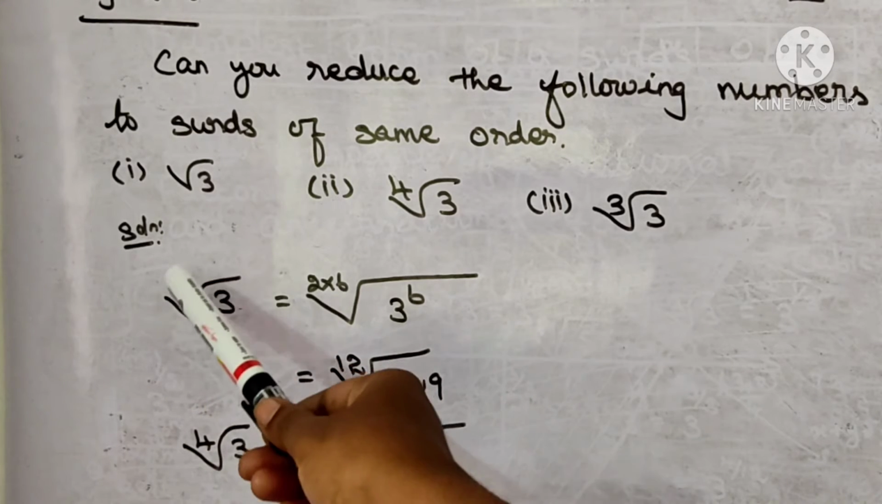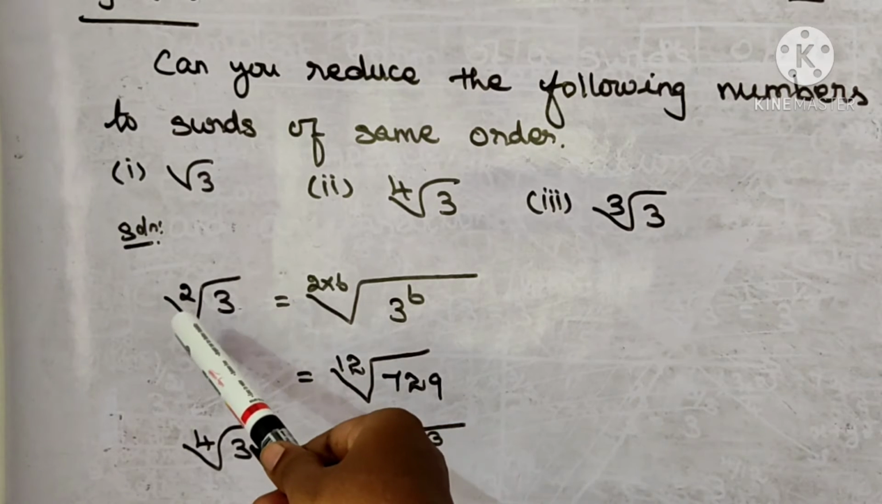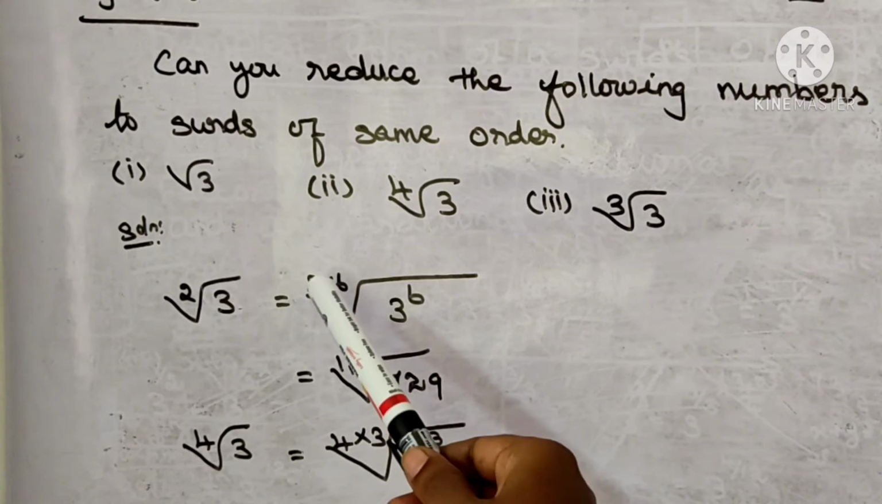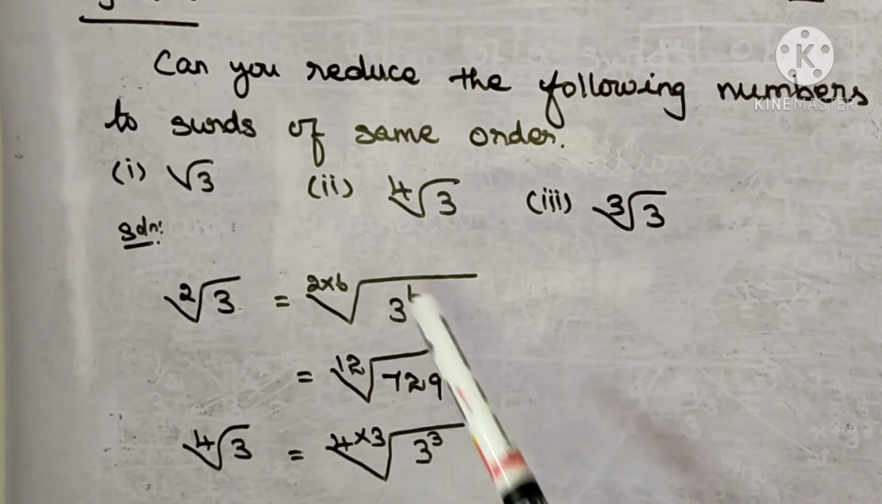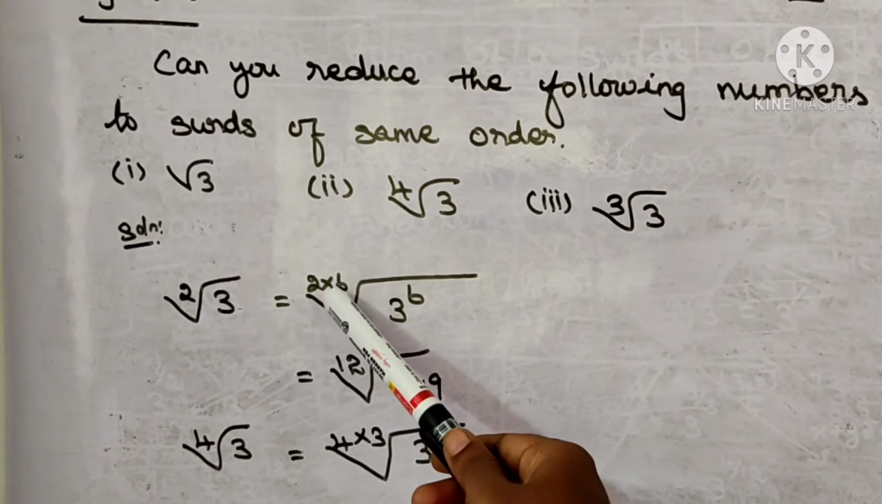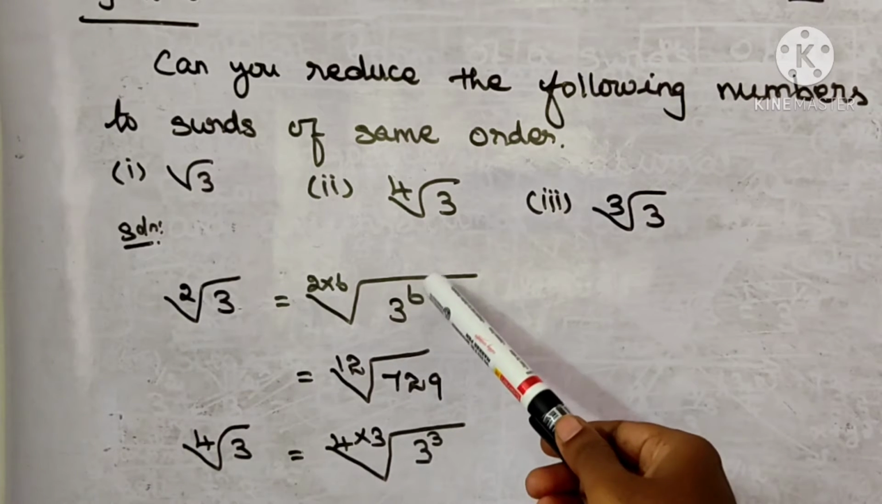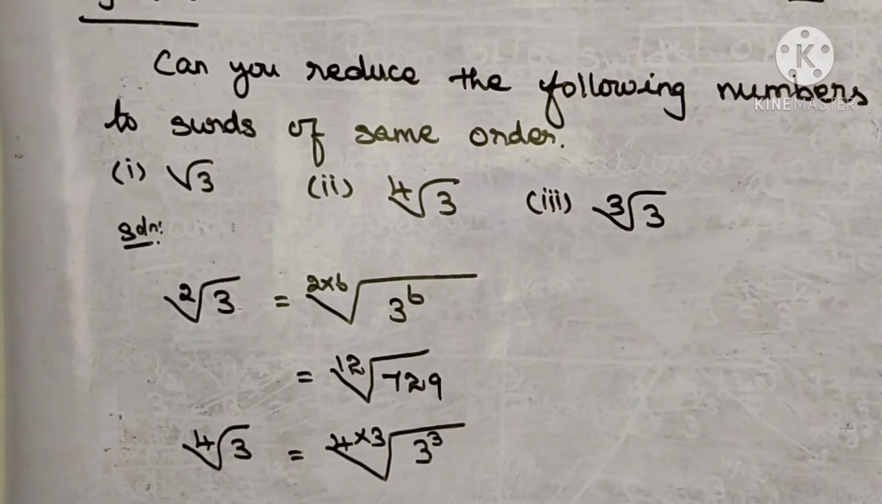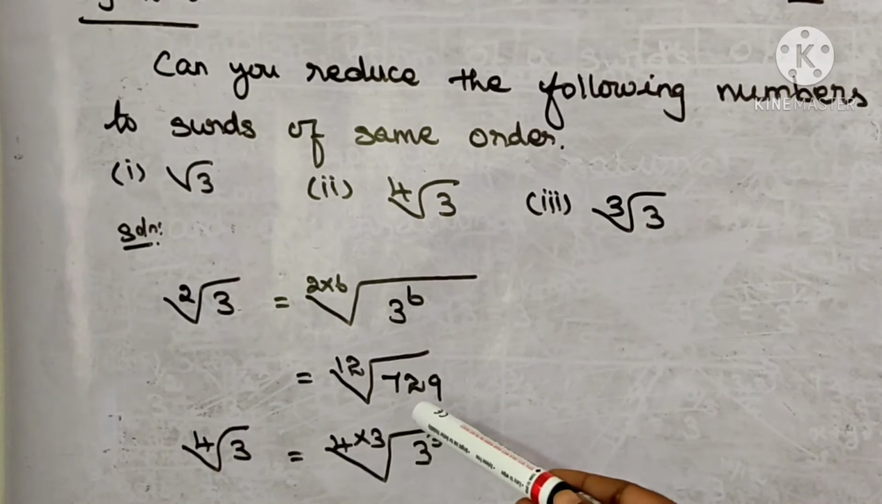We convert this 2 into 12. So you multiply 6 into this 2. If you multiply the index by 6, the radicand inside must also be raised to the power 6. Don't forget, if you multiply the index by 6, then the number inside the root is also raised to the power 6. So 3 to the power 6 is 729. So this one is the 12th root of 729.